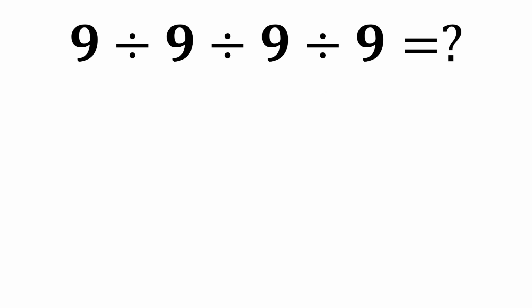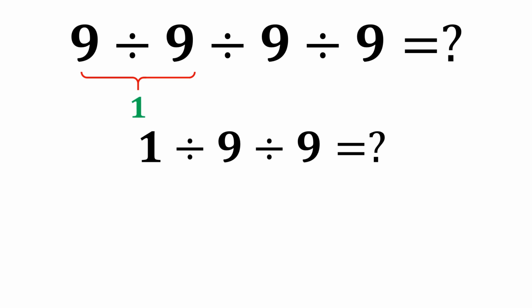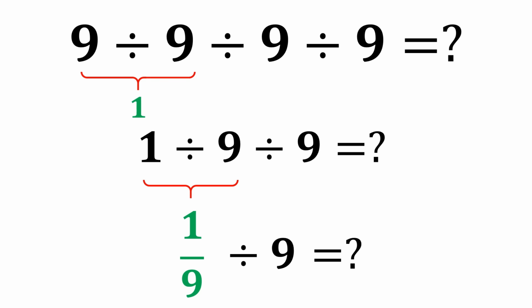So we start from the left. 9 divided by 9 equals 1. Now the expression becomes 1 divided by 9 divided by 9. Again from the left, 1 divided by 9 equals 1 over 9. Now the expression becomes 1 over 9 divided by 9.